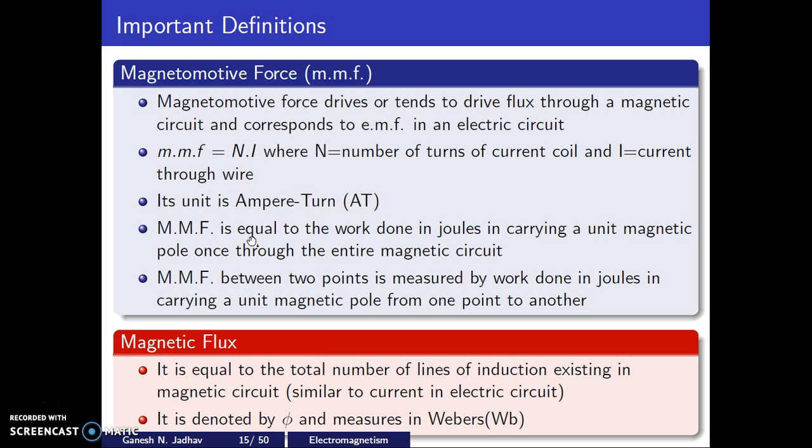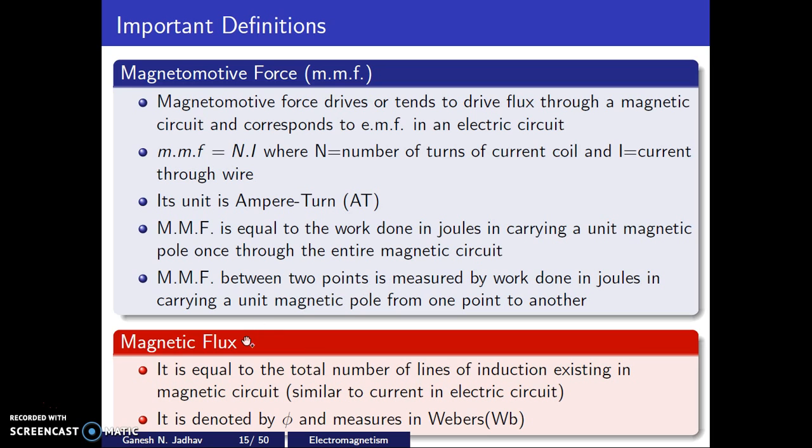The MMF is equal to the work done in joules. What is MMF? MMF is the work done in joules in carrying a unit magnetic pole once through the entire magnetic field. MMF between two points is measured by the work done in joules in carrying a unit magnetic pole from one point to the other.